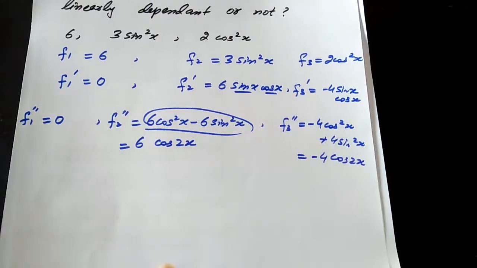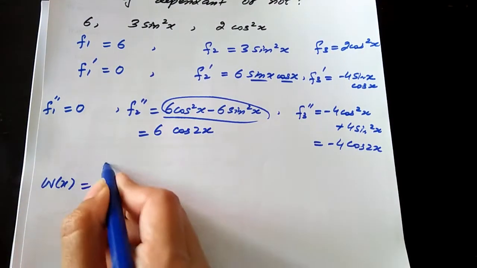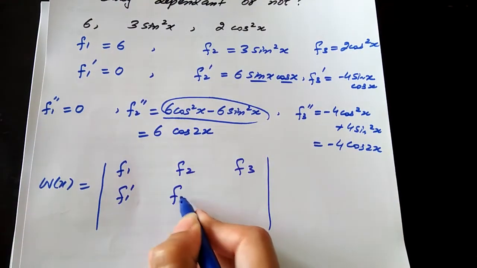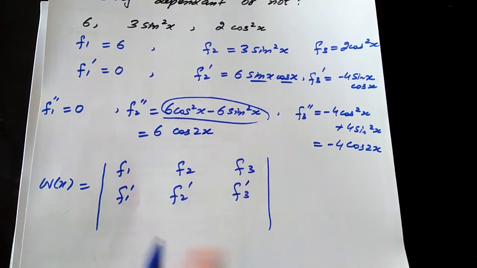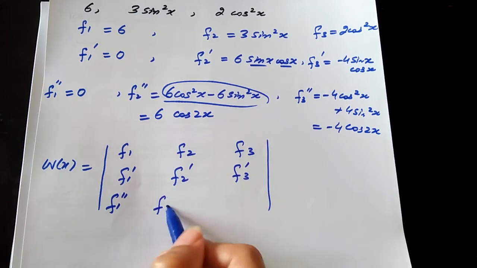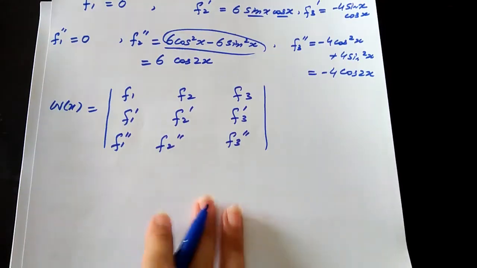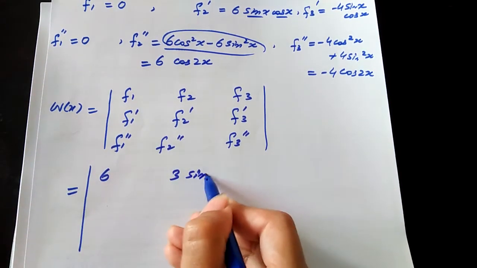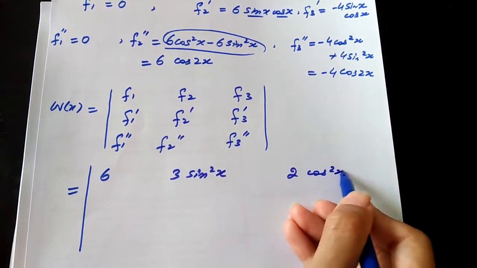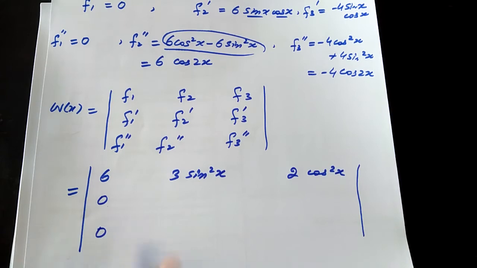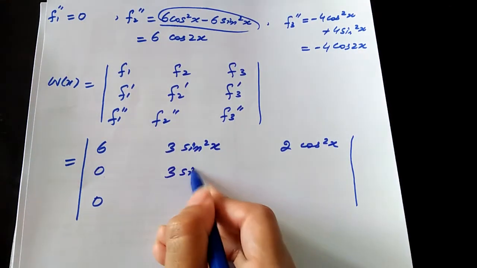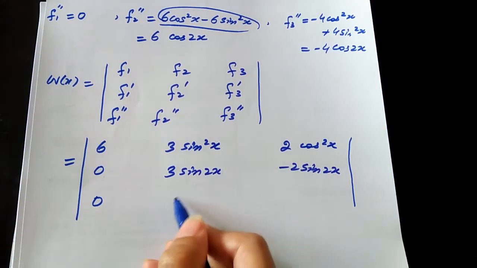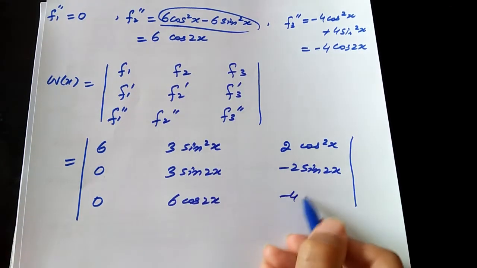Now write the Wronskian determinant, which is equal to f1, f2, f3, f1 dash, f2 dash, f3 dash, the first derivative. Now the second derivative, f1 double dash, f2 double dash, and f3 double dash. Fill your determinant with all the values. We get here 6, 3 sine square of x, 2 cos square of x, here 0, 3 sine of 2x, minus 2 sine of 2x, and 6 cos of 2x, minus 4 cos of 2x.